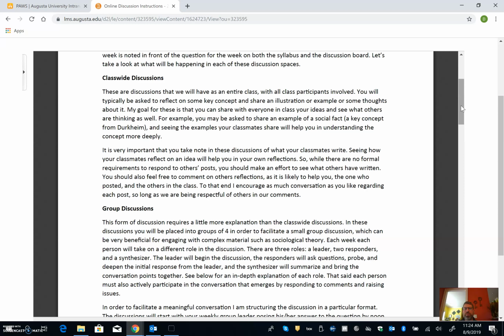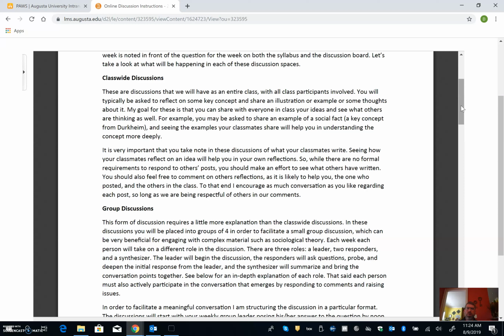So for example, you'll be asked to share an example of a social fact. This is a key concept from Durkheim. I want you to share a particular example and explain how it illustrates Durkheim's concept of a social fact. And then what's really important here is that you go back into the discussion board and see what others have written about this. What other kinds of examples did your classmates come up with? It's actually in that process that you'll begin to really deeply understand the concept.